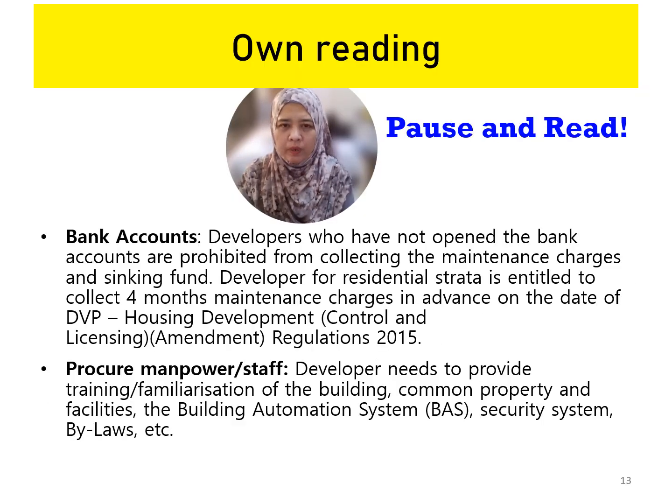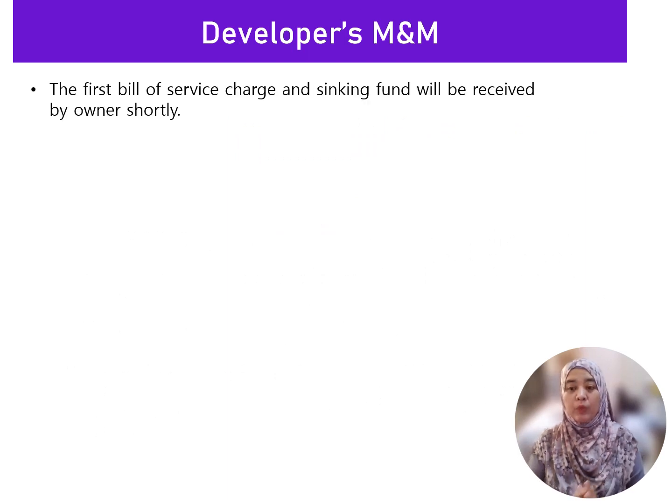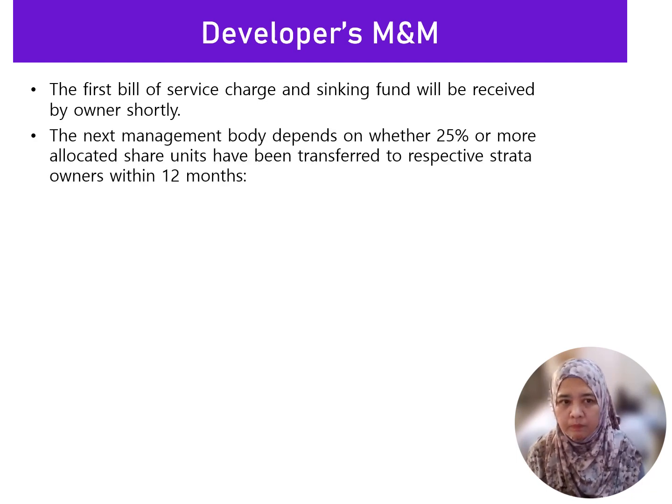Now here I want you to freeze or pause the video and then read these two items. One, bank accounts. Two, procure manpower or staff. So what happens during the developers M&M? Okay, what to expect, yeah? The first bill of service charge and sinking fund will be received by the owner shortly because they need the money, yeah, to do the proper M&M of the strata scheme. So dapat saja kunci, setelah kunci, the next thing to be expected is getting the invoice for service charge and also for sinking fund contribution.